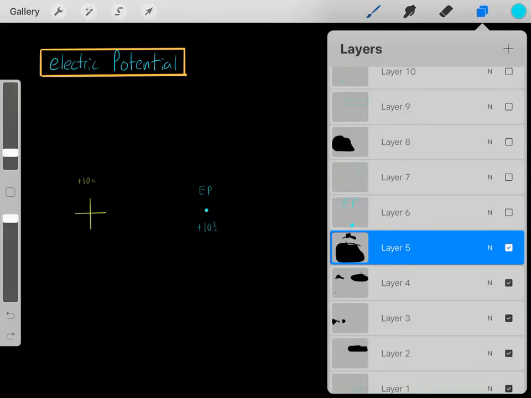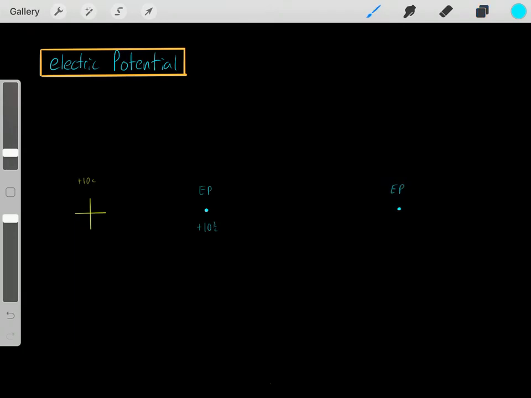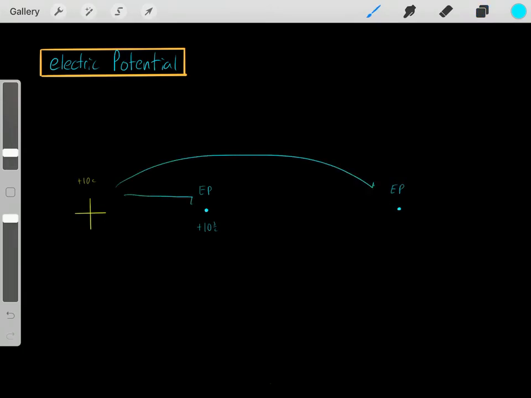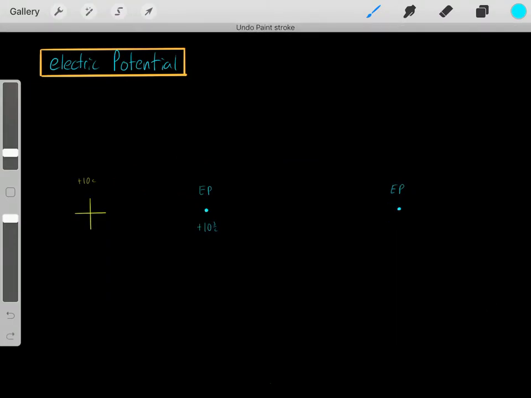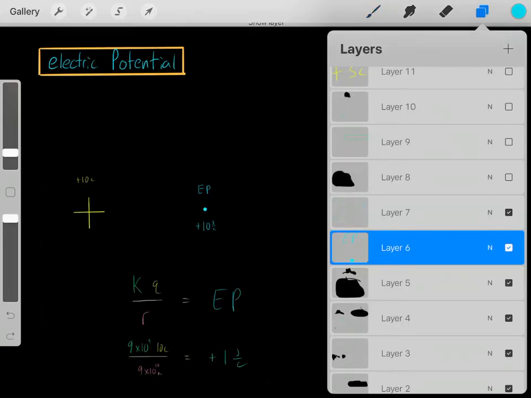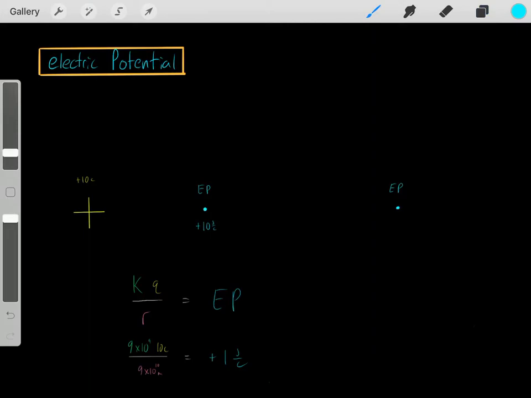But let's do another example. Let's say we're interested in the electric potential at this distance. Again, we know this positive 10 coulomb charge creates these electric potentials. So now we're interested in the electric potential at this particular location. How do we determine the magnitude of the electric potential at this location? Again, it's that simple formula. First we need to know the magnitude of the charge that's creating the electric potential. So we know that's important. And we need to know the distance that we're interested in.